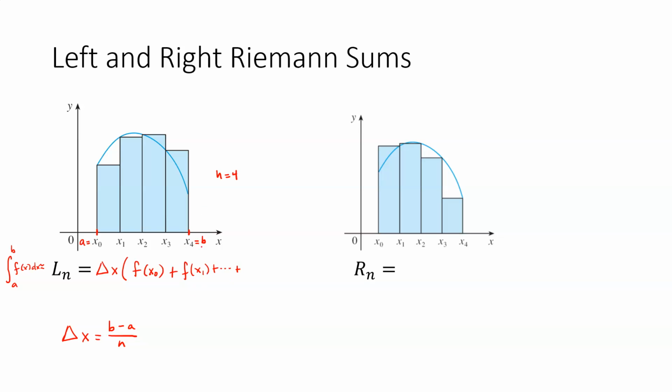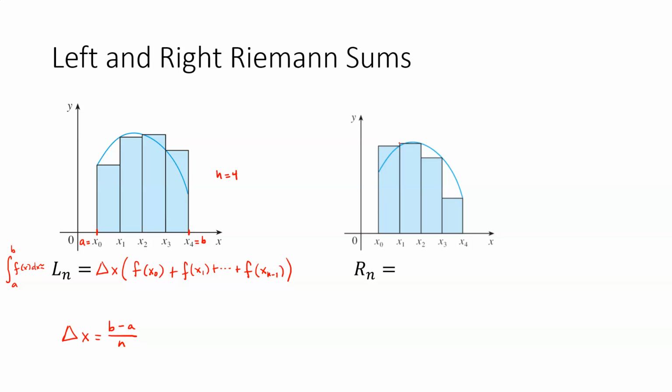In this case, we wouldn't go all the way to the right endpoint. We would stop in this case at x3, or in general, we would stop at f of x n minus 1. Okay, so we wouldn't go all the way to the last endpoint here because the last subinterval uses the left endpoint.